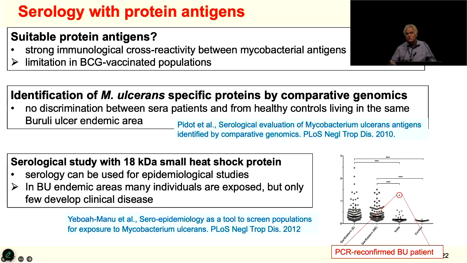The interpretation is that many more people are exposed and develop disease, which is not uncommon for other mycobacterial infections. East African sera were negative, and this tells us that maybe such an assay could be useful for seroepidemiology and identifying endemic areas.